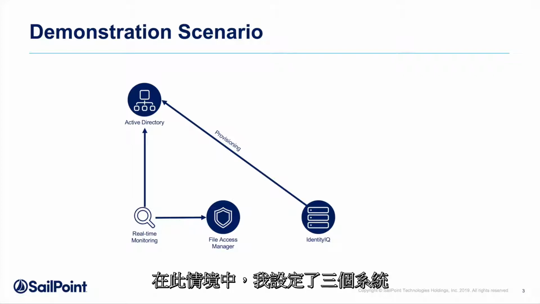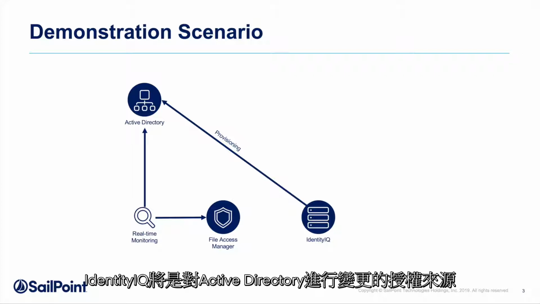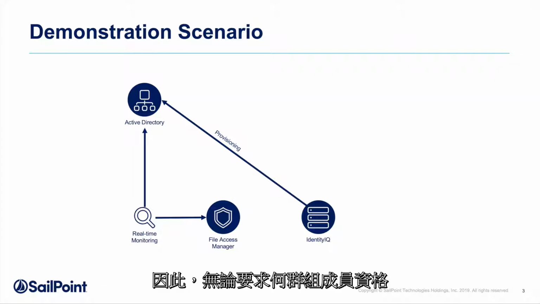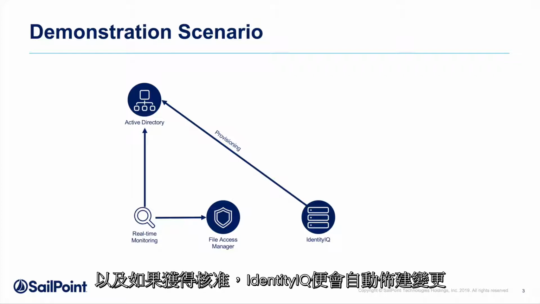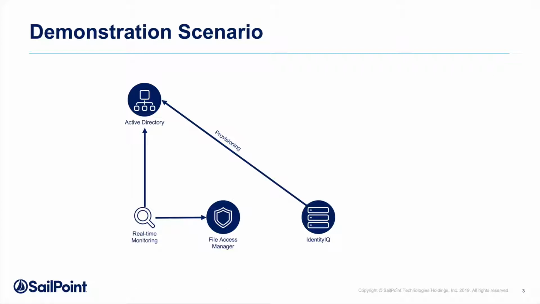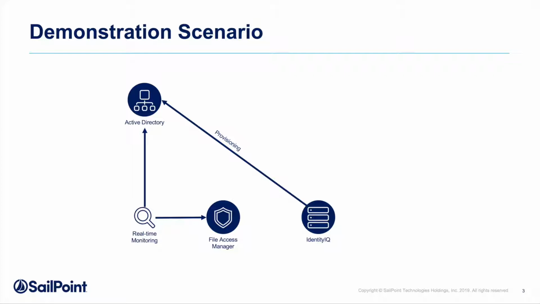In this scenario, I have set up three systems. One is Active Directory, second will be Identity IQ. Identity IQ will be the authoritative source for making changes to Active Directory. So any user who wants to request any group membership will have to log into Identity IQ, submit a request, get it approved, and if it's approved, Identity IQ will automatically provision the change. Anything that happens outside of it will be considered a violation.